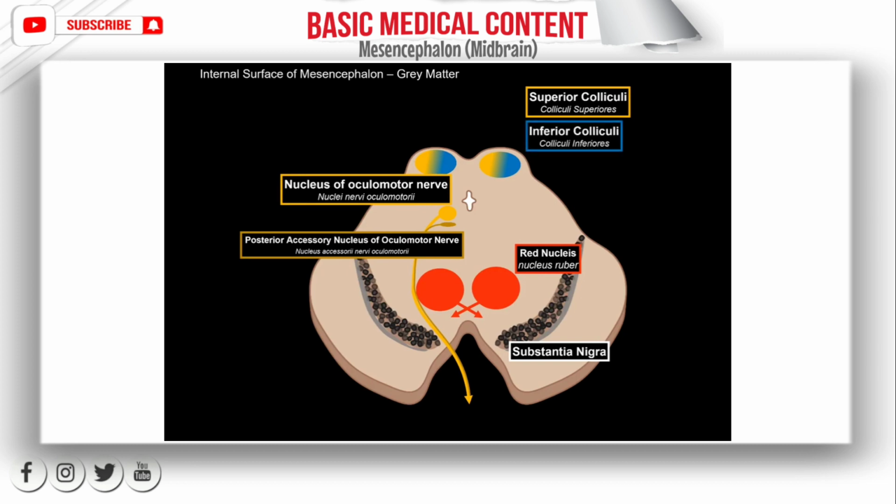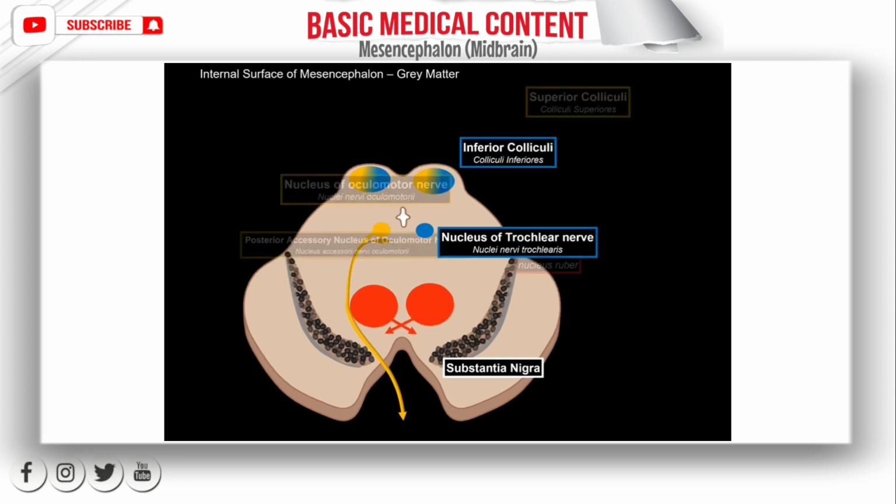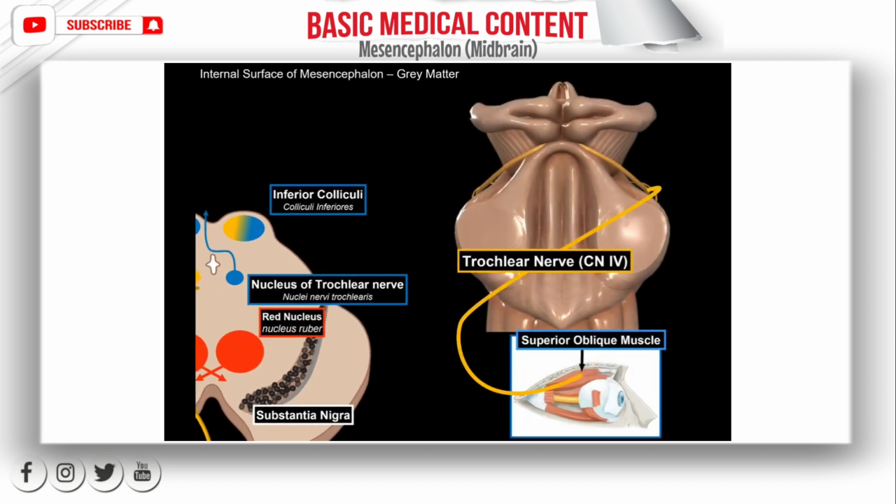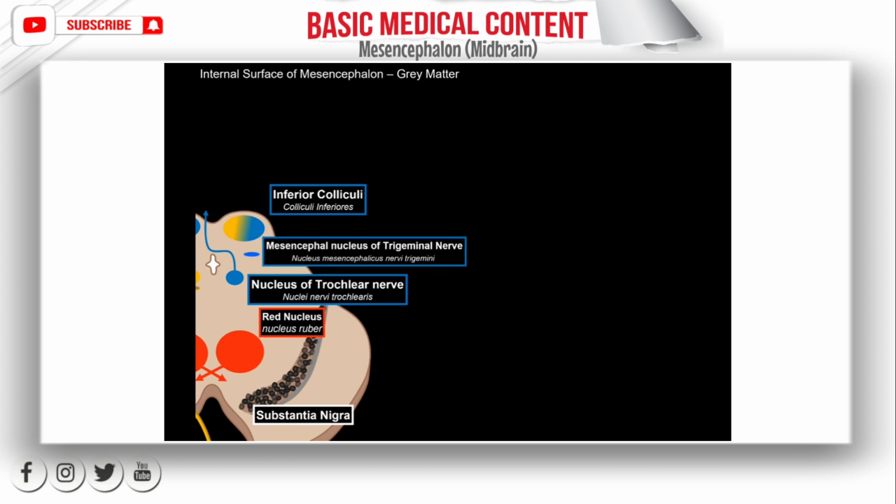Then at the inferior colliculi level, there's the nucleus of the trochlear nerve. Remember, we have the trochlear nerve going out at the posterior surface, which turns anteriorly and goes towards the eyes and supplies the superior oblique muscle. Another nucleus you'll find at the level of the inferior colliculus is the mesencephalic nucleus of the trigeminal nerve.